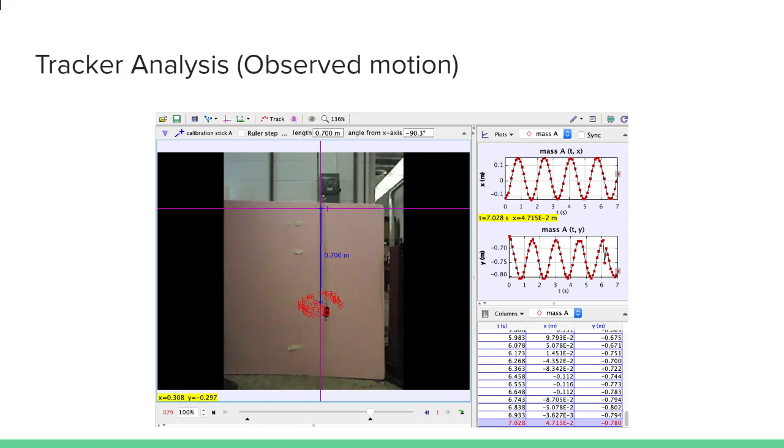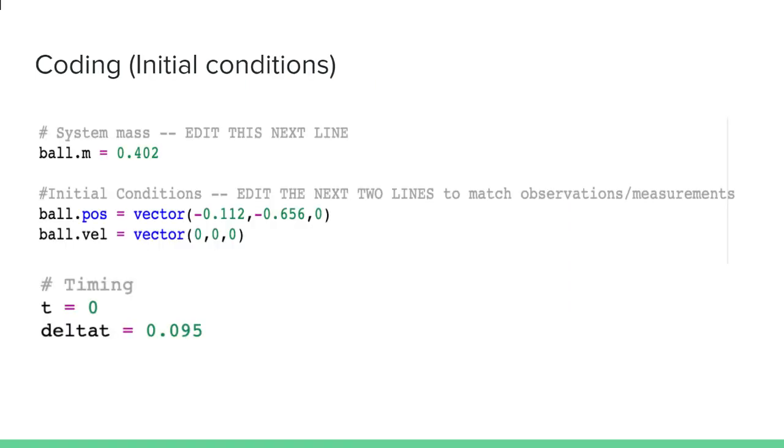Here we see a graph in the direction of both the x and y axes. In the GlowScript code, I coded the initial conditions using the information we got from the Tracker app, which tells us that the initial position is negative 0.12, negative 0.656, 0 meters, and the initial velocity is set to 0. Moreover, we know the mass from the pre-lecture video, which was 0.402 kg. Here I also changed the dt to be correct, which is 0.095 seconds.